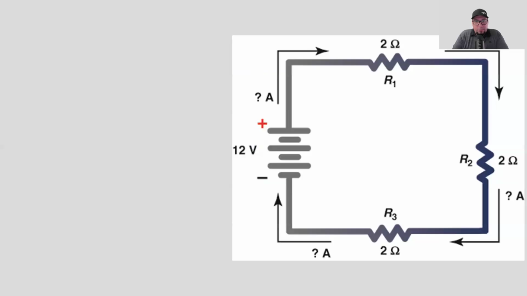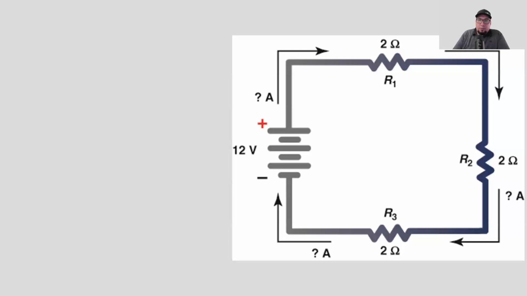So we have 12 volts. We don't know amperage; amperage is the one that is not given. Then we have 3 resistors. We have 2 ohms for resistor 1, 2 ohms for resistor 2, and 2 ohms for resistor 3. So 2 plus 2 plus 2 is 6. So we have total resistance of 6. We have 12 volts. 12 volts divided by 6 ohms will give us 2 amps.